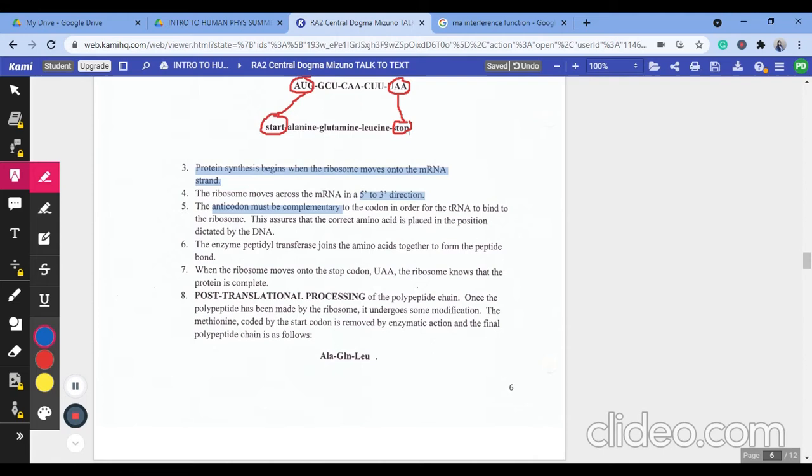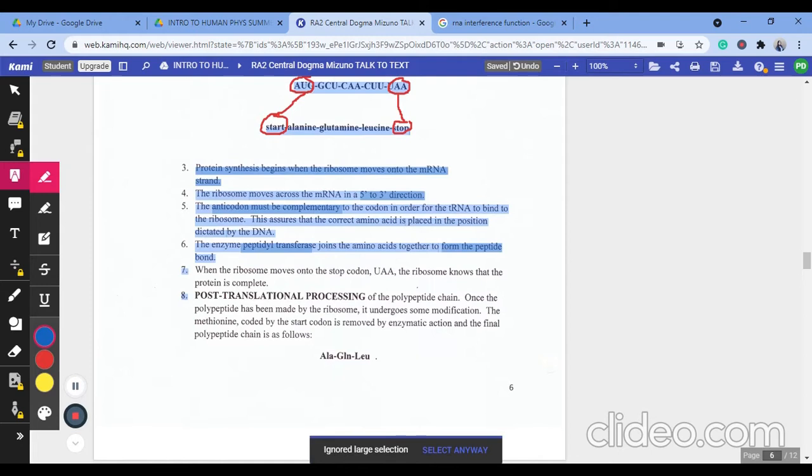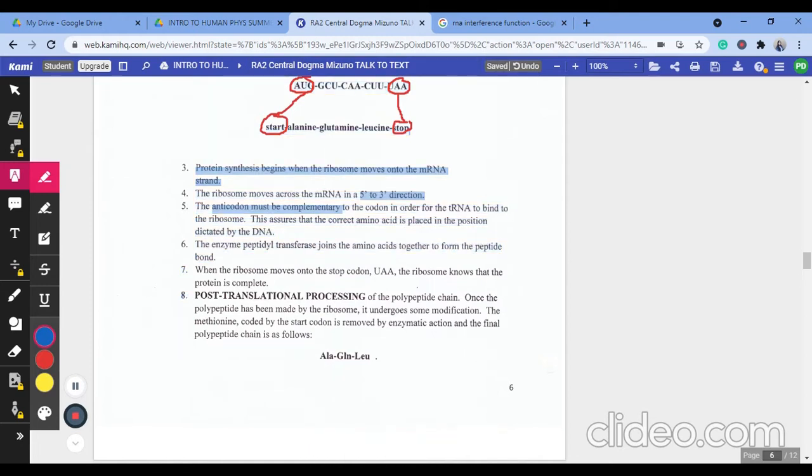The enzyme peptidyl transferase joins the amino acids to form the peptide bond. When the ribosome moves onto the stop codon UAA, the ribosome knows that the protein is complete.